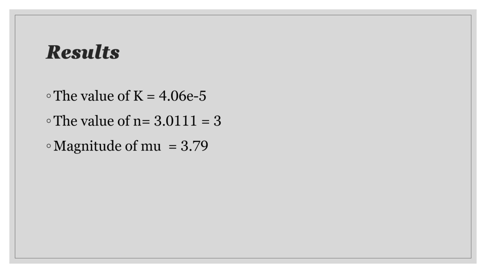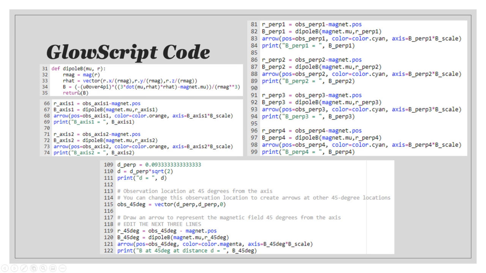The value of K is 4.06 times 10 to the negative fifth. The value of N is 3.011, which is approximately 3, so we can assume N is 3. In doing that, we can set B bar equal to B, which gives us the magnitude of mu, which is 3.79. We're going to plug that mu of 3.79 into our GlowScript code at the top, and then we're going to be able to use that to find the magnetic field on the axis, the magnetic field perpendicular to the axis, and then the magnetic field 45 degrees from the axis, as shown in that last experiment.